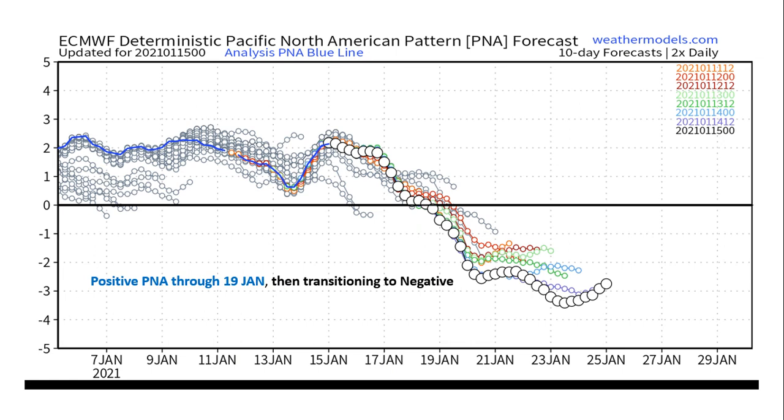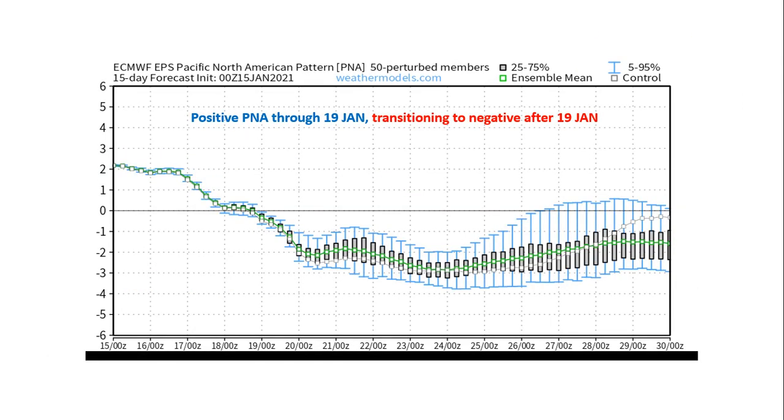European deterministic PNA forecast out through 25 January. You notice how it's positive. It's above that zero line in positive territory, the forecast, until about the 19th of January, coming up here, that would be this upcoming Tuesday. And then it drops negative, and pretty significantly negative. Moving on to the European EPS PNA forecast. This is 50 members out to 15 days. Look at the green line showing a positive PNA through 19 January, but transitioning below the zero line into negative territory.